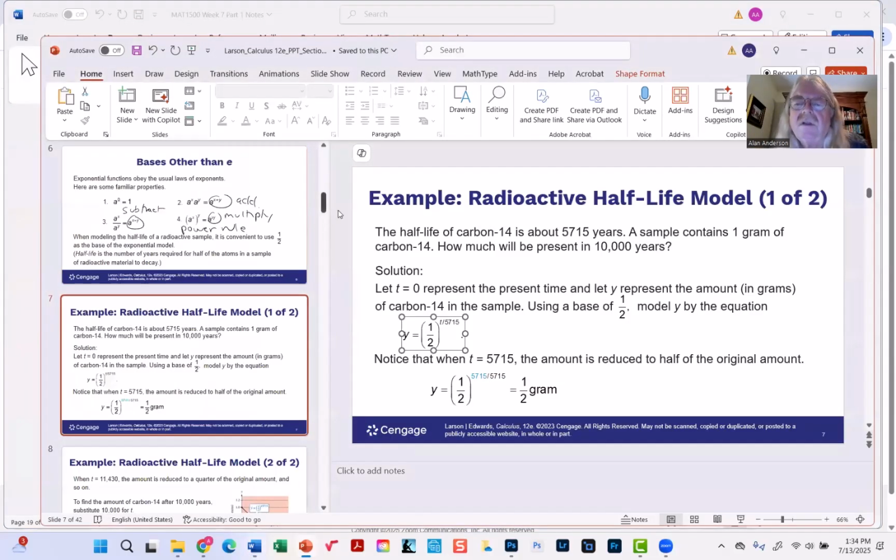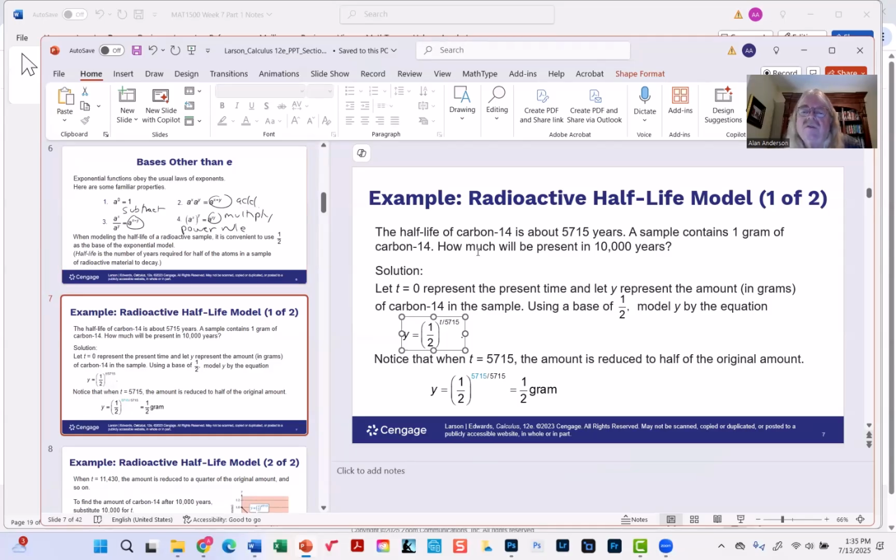And they want to know how much will be present in 10,000 years. And yes, what they want you to notice here is that the point of the half-life is that in another 5,715 years, there will be 1/2 of a gram left. In other words, every 5,715 years, the amount of carbon-14 is cut in half. So if that's the case, where would we be in 10,000 years?